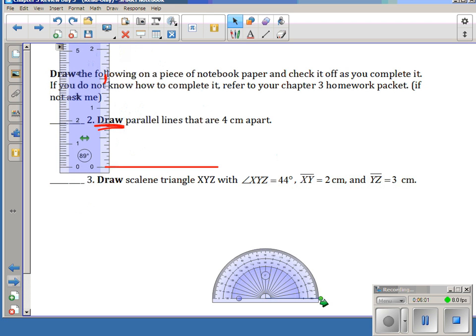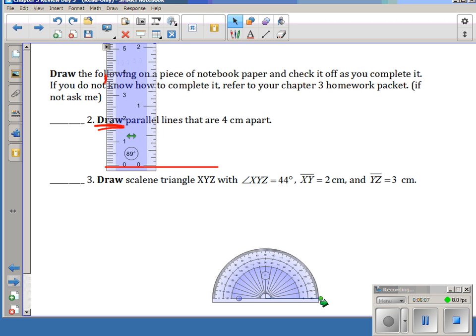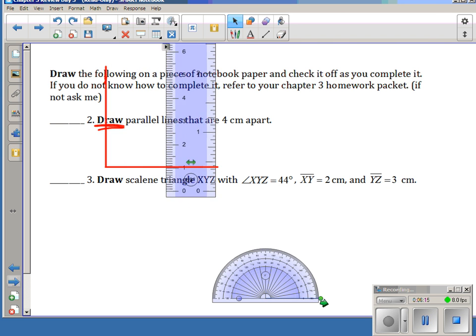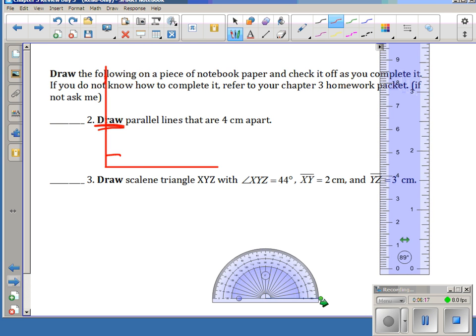And notice the parallel lines need to be straight. The parallel lines are going to be 4 centimeters apart. So I'm going to line up my ruler. I'm going to draw a segment that's 4 centimeters, right? Now I've drawn 2 segments that are perpendicular, but I need to draw parallel lines. So I've got to move this down because I'm a little short.